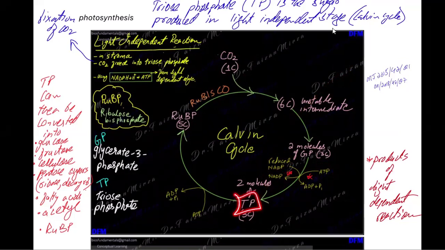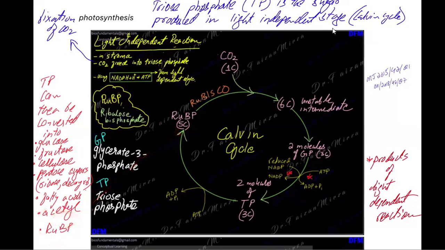And once TP is produced, this TP is the 3-carbon compound. Using additional energy, this TP can be converted back into RuBP to regenerate RuBP. So this cycle can go on. And this TP can be converted to glucose, fructose, cellulose, sugars of pentoses, which are ribose and deoxyribose, fatty acids, and acetyl. And yes, RuBP obviously is regenerated through the same Calvin cycle.